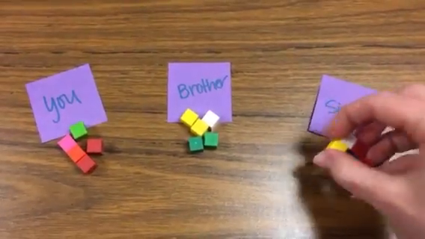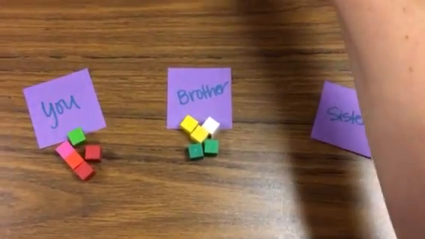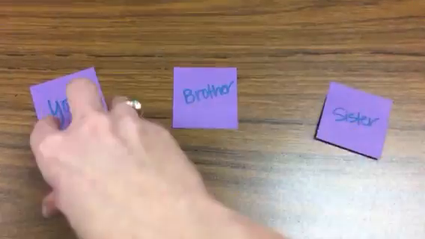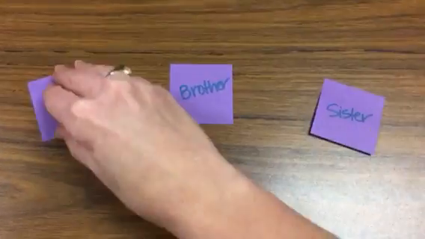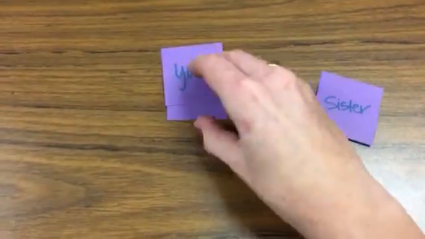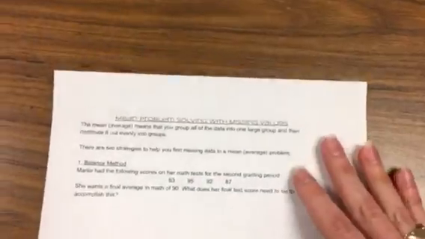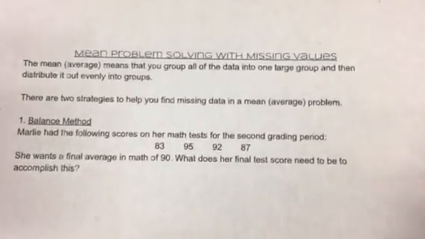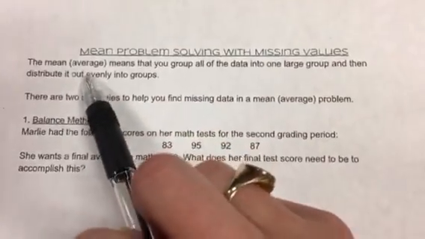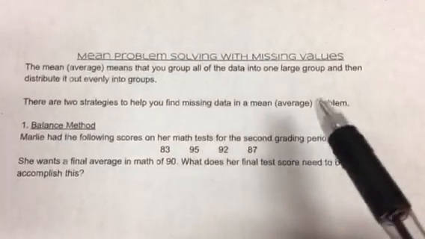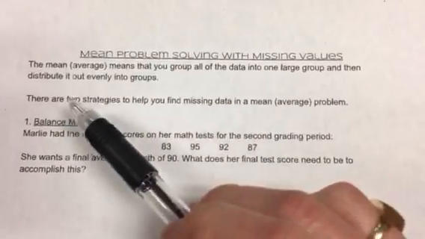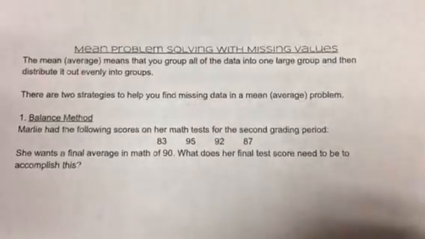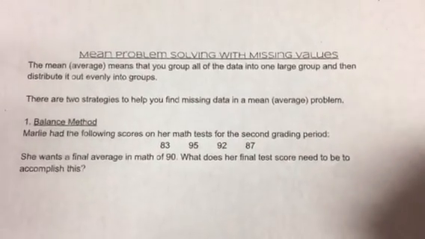So today what we're going to be working on, if you'll remember that we're trying to equally distribute, and remember that whenever we first looked at average or mean, we said it was kind of like the balance point of our data set. Today we're going to be looking at problem solving with missing values. So again, the mean or the average means that you group all of the data into one large group and then distribute it out evenly into smaller groups. That's exactly the model that we just looked at.